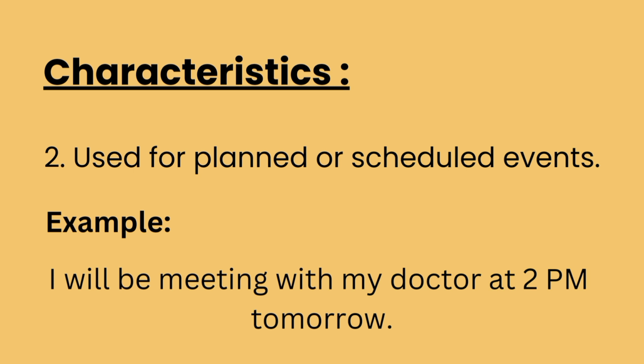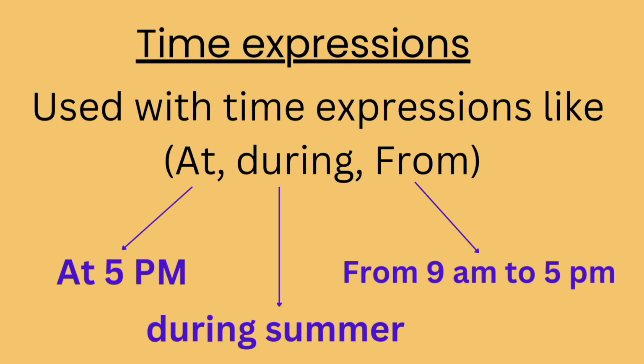The future continuous tense is also used for planned or scheduled events. For example, I will be meeting with my doctor at 2 p.m. tomorrow. This sentence effectively communicates a scheduled event using the future continuous tense. It means the sentence specifies that the meeting will take place at 2 p.m. tomorrow.